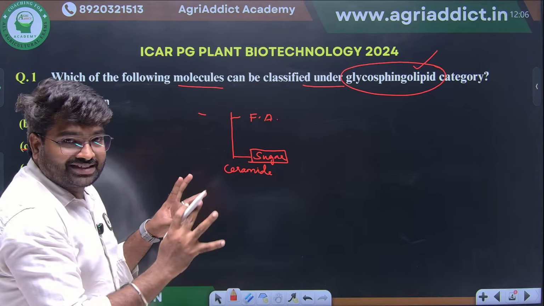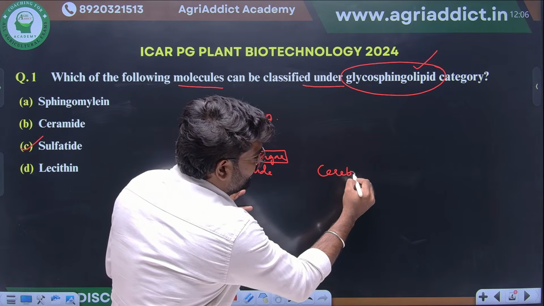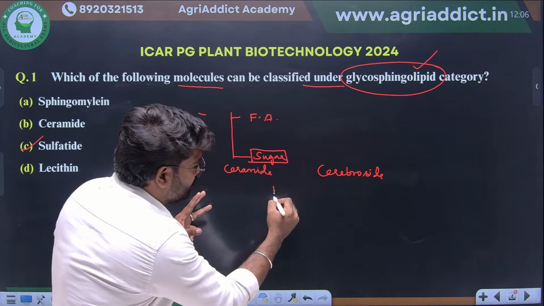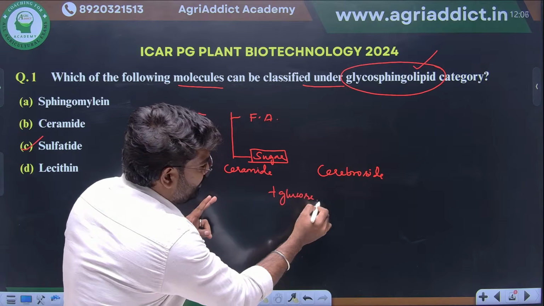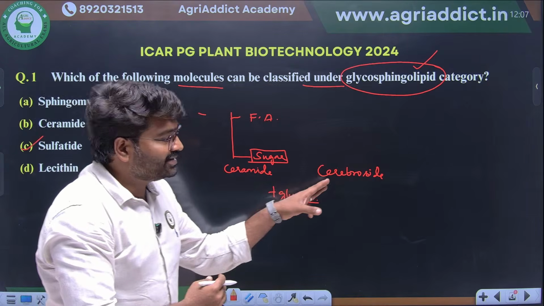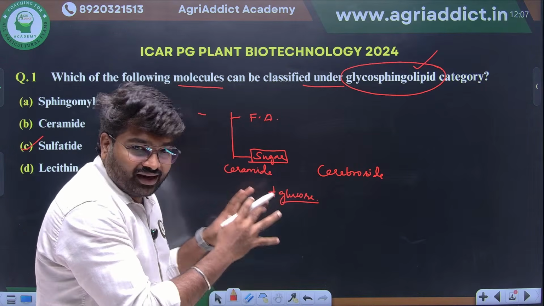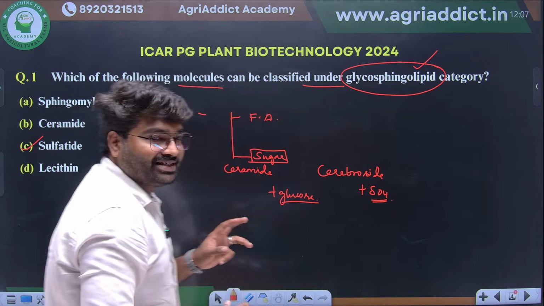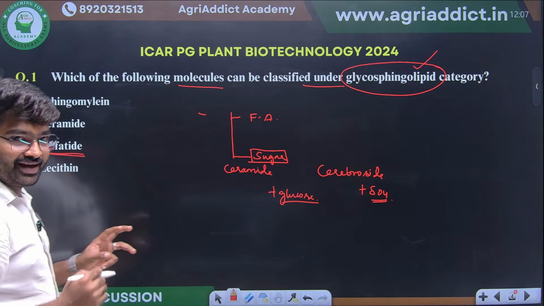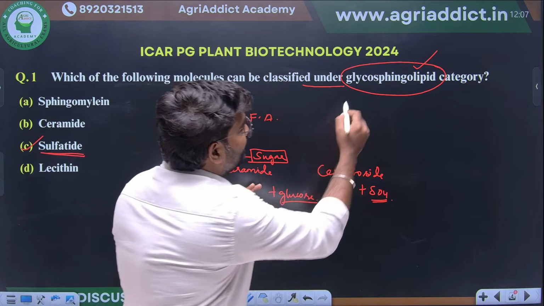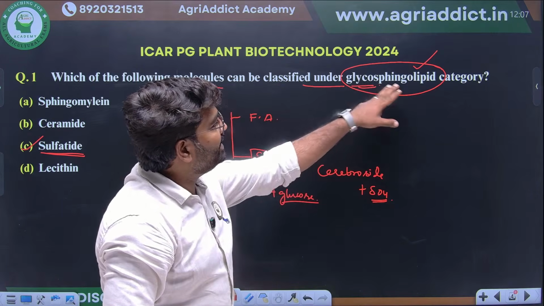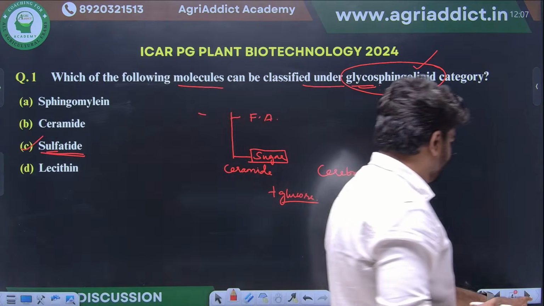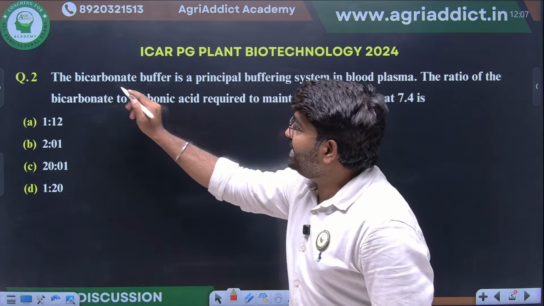So cerebroside means what? Cerebroside means the ceramide having one molecule of glucose. Ceramide backbone having a molecule of glucose is known as cerebroside. You have to remember here, if this cerebroside has a sulfate group, we will say it as sulfatide. So the right option for glycosphingolipid is sulfatide. Clear?